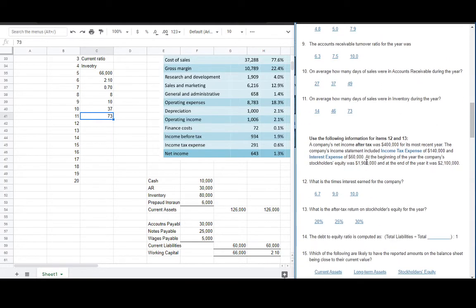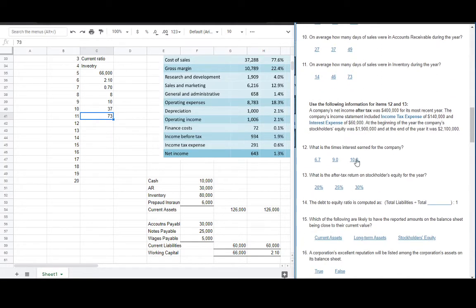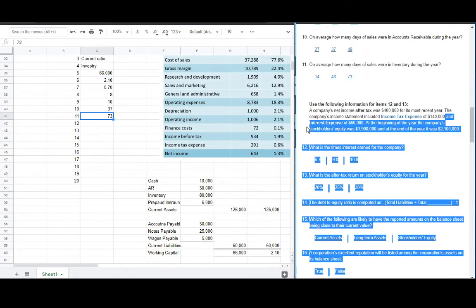Okay, now number 12 to number 13, another problem. A company's net income after tax was 400,000. Tax expense of 140 and interest expense of 60.